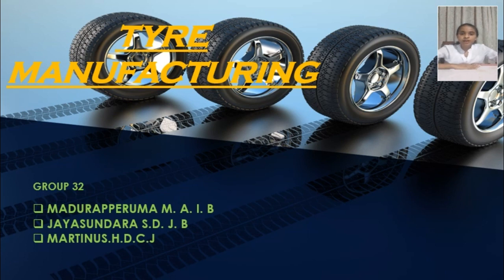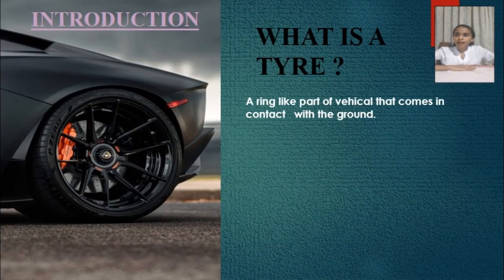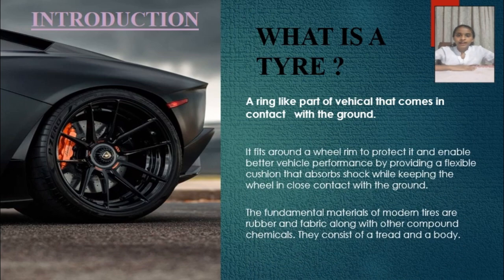Today we are going to talk about the valuable manufacturing process of tires. What is a tire? A tire is a circular, ring-like part of a vehicle that comes in contact with the ground. And there is some extra introduction about tires and their backgrounds.